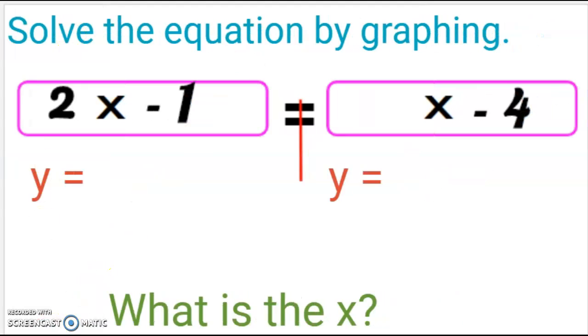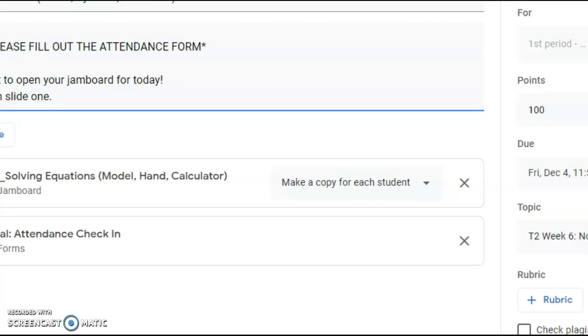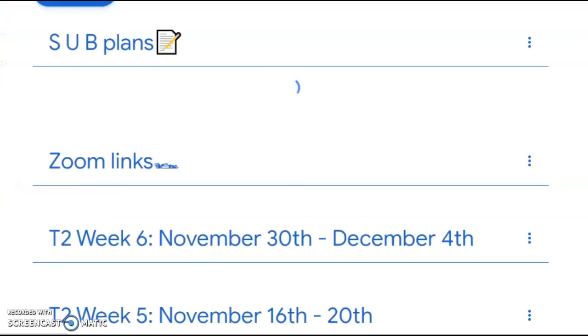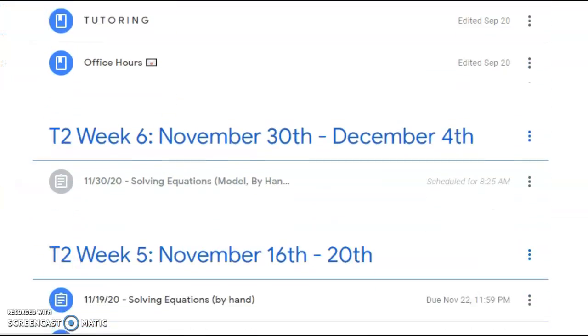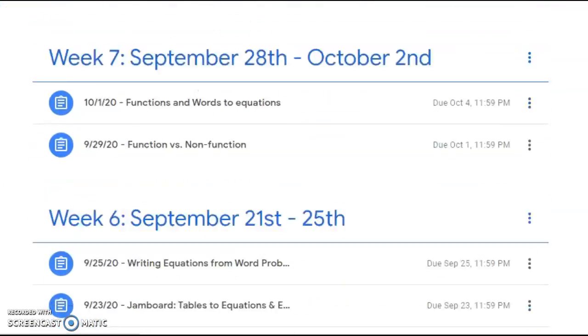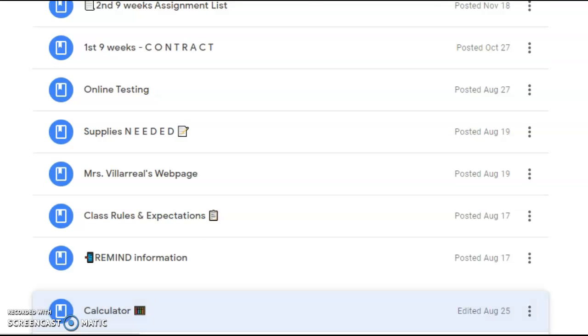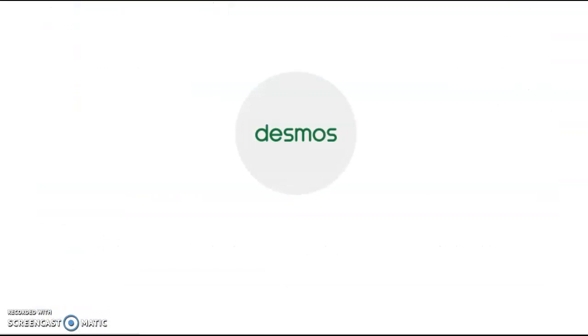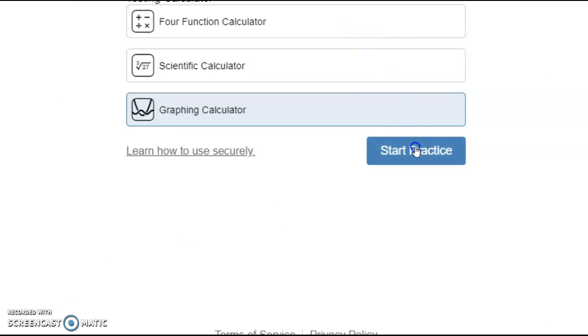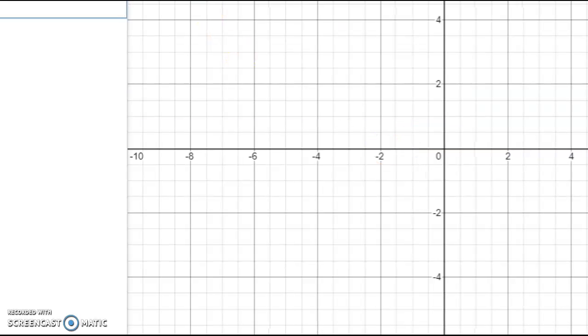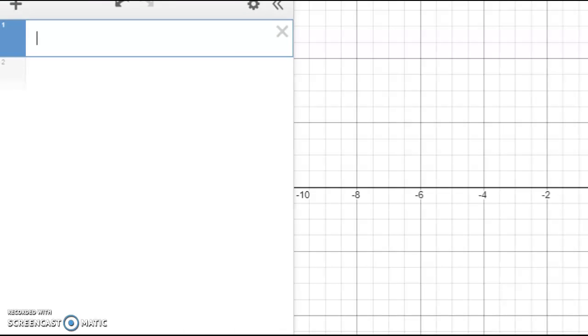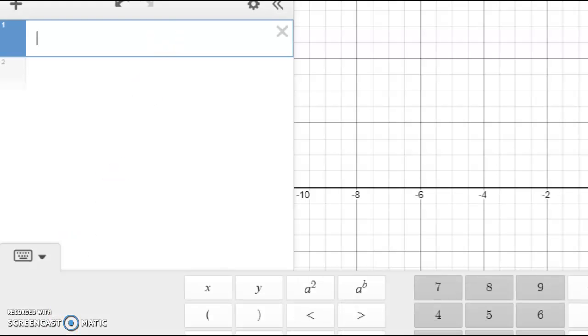Okay, so go ahead and go find Desmos. Remember, it's in our Google Classroom. It's under the resources section. Okay, so classwork. I'm just going to go to resources on the very bottom. So resources, very bottom. It's the bottom link. It's already there. Click it. It'll take you to graphing calculator, start practice. Okay, this is what we need to see right here, ready for us to type in our equation.